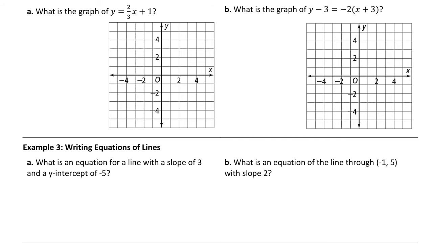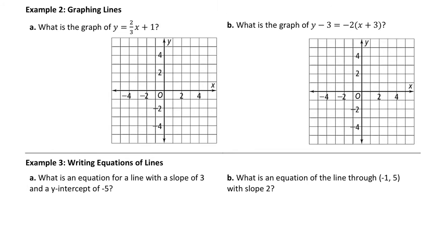So on this page, we come to example 2, where we graph lines with y equals mx plus b form for part A. That's that slope-intercept form. And B is point-slope form, y minus y1 equals the slope times x minus x1. So I'll help walk through each of those things.